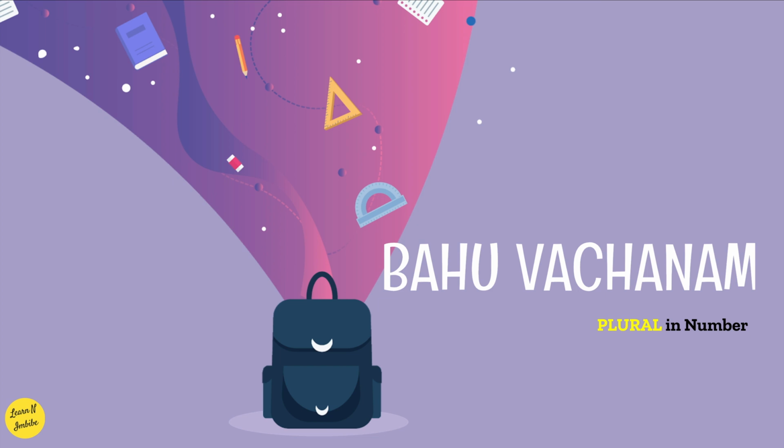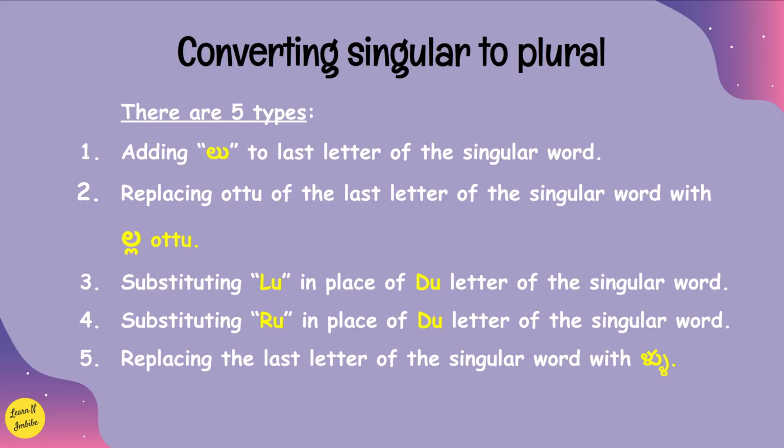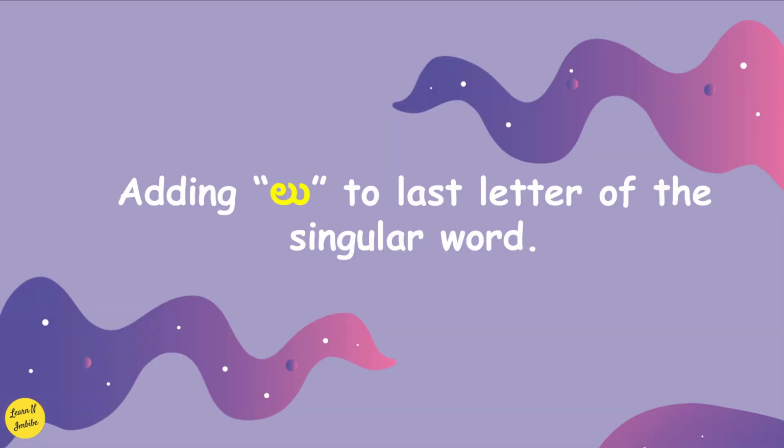Bahu Vachanam, which is plural in number, that is more than one. So before seeing the relevant examples, there are 5 types wherein you can convert a singular word to a plural word. So let's have a look as to what are these 5 types. So the first type, adding lu to the last letter of the singular word.